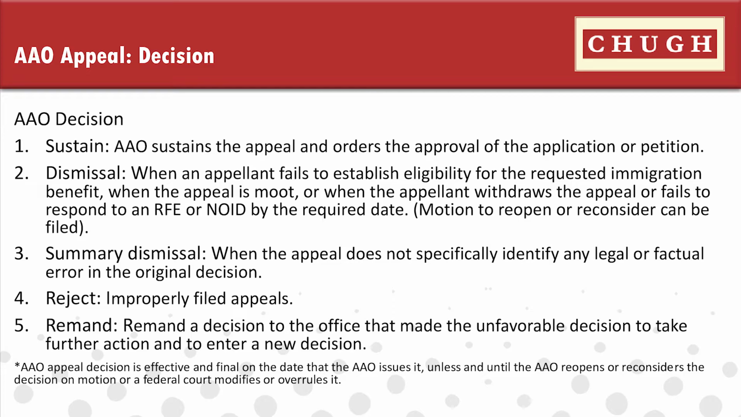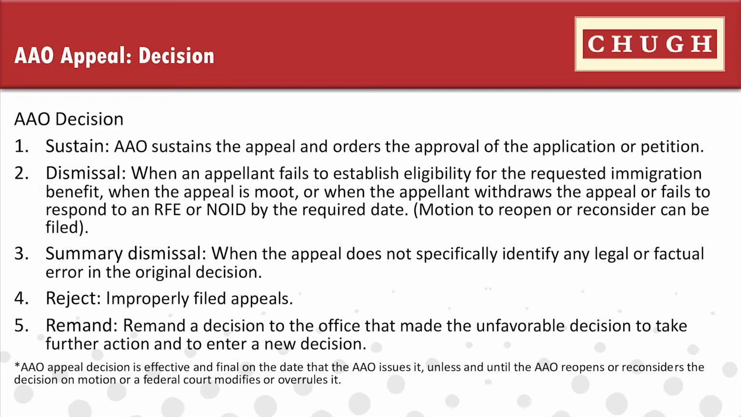Summary dismissal is when an appeal does not specifically identify any legal or factual error in the original decision, and the AAO doesn't think it's worth processing the case further. They just issue a summary dismissal. Reject happens when the applicant improperly files an appeal.